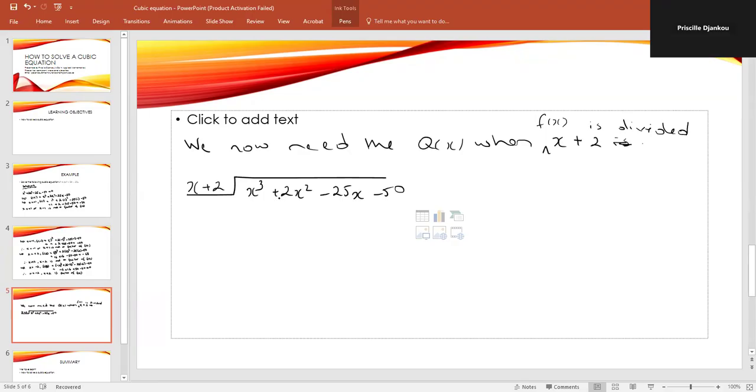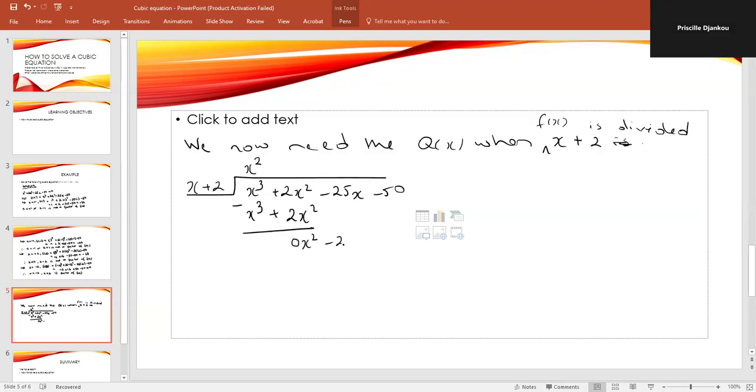Now, the question we ask ourselves at this point is, what are we going to multiply x with to obtain x cubed? Definitely, we're going to use x squared. So x squared times x gives us x cubed. x squared times 2 gives us plus 2x squared. If we subtract this minus this, we have a 0. This minus this, we have a 0. We ignore this 0 here. The most important 0 here is this one. So we're going to have 0x squared.